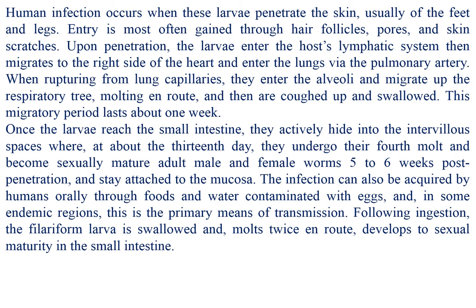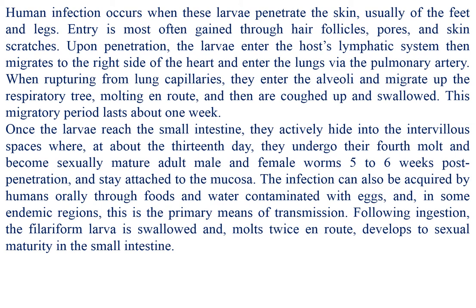Once the larvae reach the small intestine, they actively hide in the intervillous spaces, where at about the 13th day they undergo their fourth molt and become sexually mature adult male and female worms 5 to 6 weeks post-penetration, and stay attached to the mucosa.